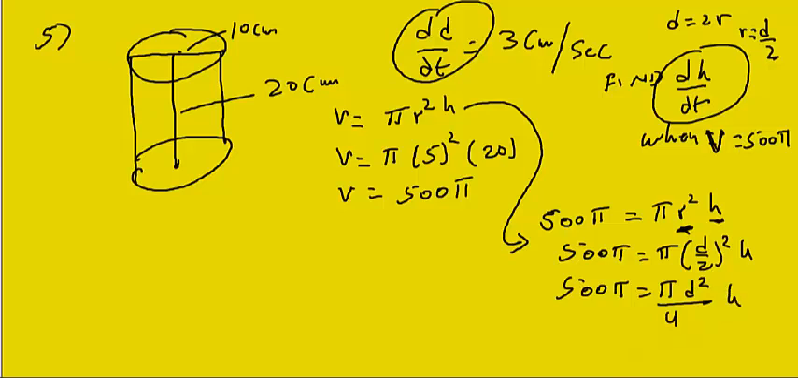All right, let's clean this up some more. Let's get rid of the pi and the 4. Divide by pi, pi is going to cancel out, and multiply by 4. 4 times 500 is 2,000 is equal to d squared h.